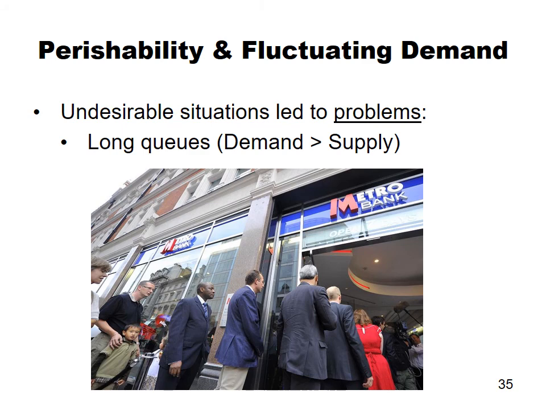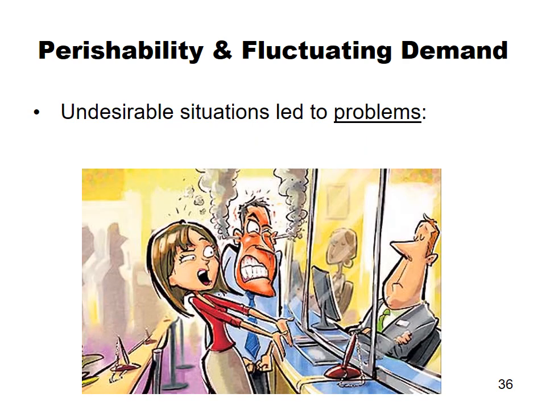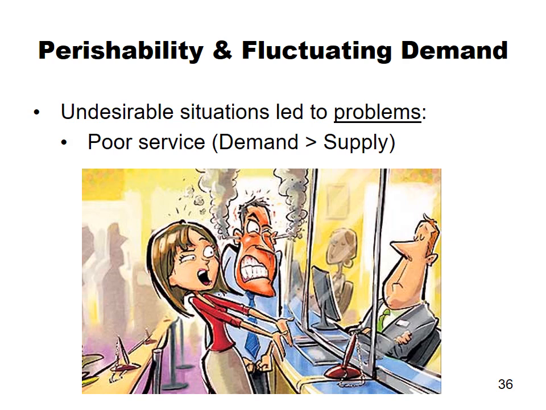Here, there's a long queue. So basically, there's a lot of demand for services, but there's not enough teller supply to meet that demand. Poor service. When the customer demands a certain standard of service, okay, the teller fails to meet it. There's a lack of supply there. As a result, it leads to poor service.